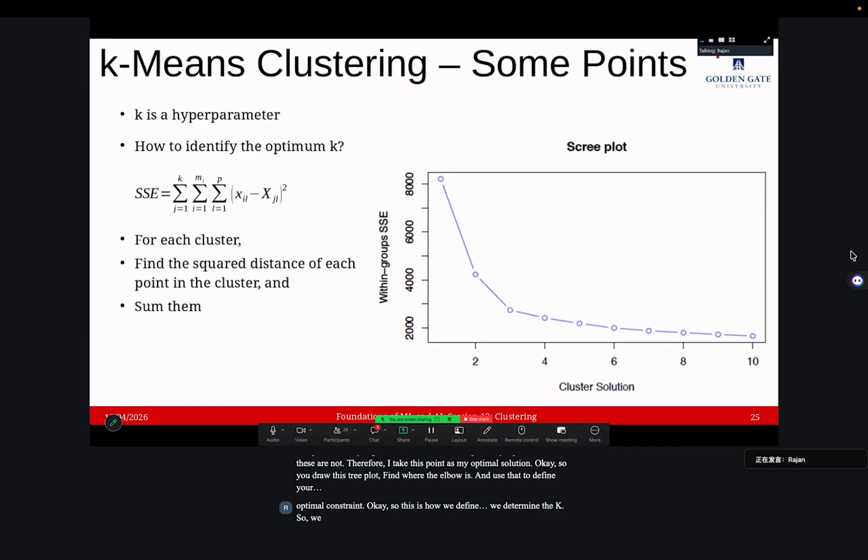So we answered both questions: how to do the clustering, then how to identify how many clusters. That's also done. Okay.